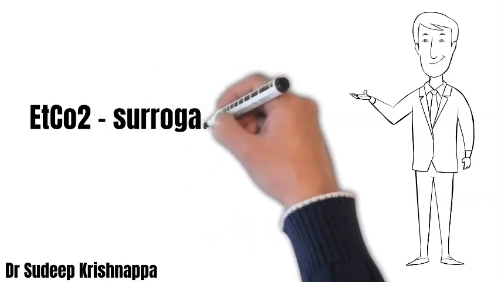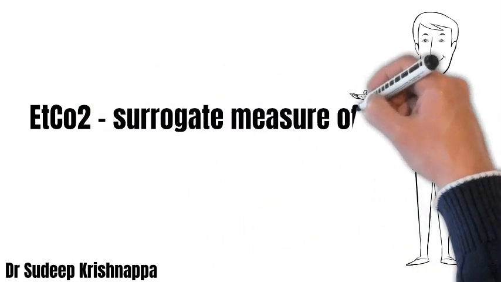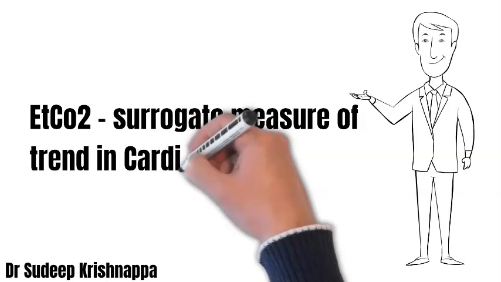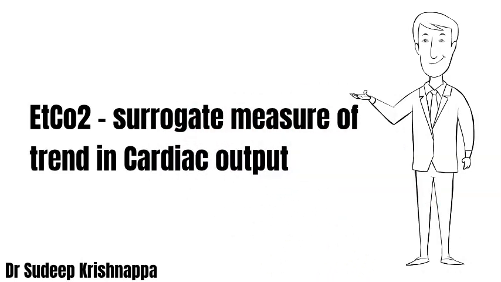We can use EtCO2 as a surrogate marker for a trend in changes of the left sided output or the cardiac output. I hope this was helpful. Understanding this relationship between EtCO2 and cardiac output helps us approach a patient in hypotension and treat them in a more physiological way. This would be the subject of the next Doodly.